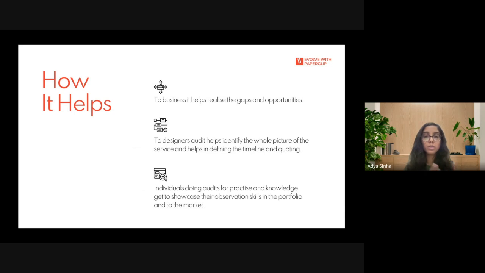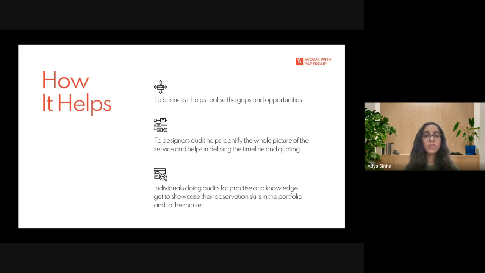So to business, it helps in realizing the gaps and opportunities, as well as validating whether the product aligns with the business objectives as well as users' needs. To designers, an audit helps in identifying the whole picture of the service, and it also helps in identifying the areas of improvement. And let's say if an audit is a starting point for connecting with the stakeholders, it can help you define the timeline and cost as per the scope of improvement that is there.